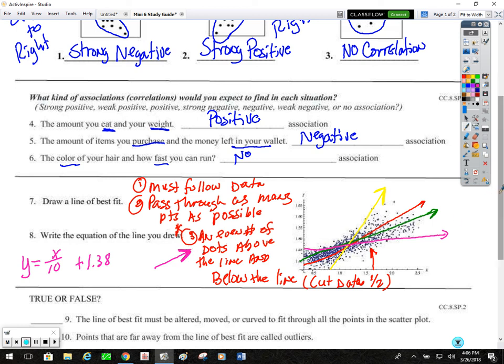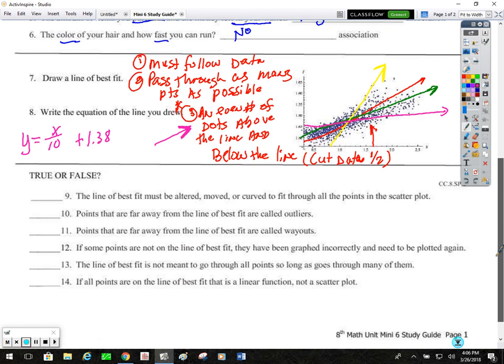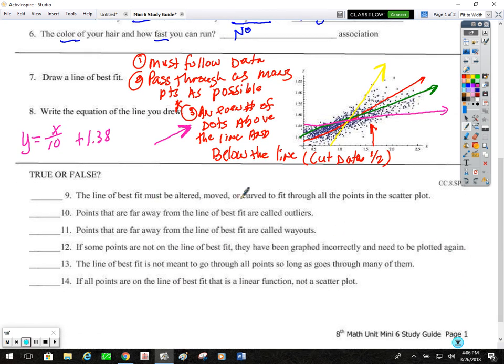Okay? All right. So let's look at true or false. The line of best fit must be altered, moved, or curved to fit through all of the points. Well, we know right up here, you have to pass through as many as possible, but not all of them. Okay, don't ever try to move the dots. Don't ever try to move your line to where you have to touch every dot, because then you're not going to have a straight line. Okay, so that's a false statement because we're not going to touch all of them.